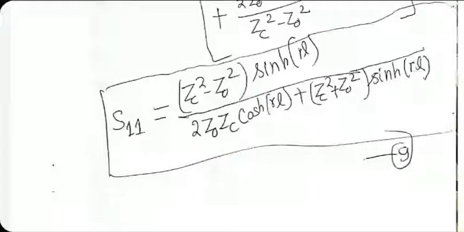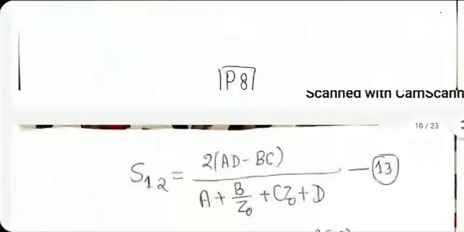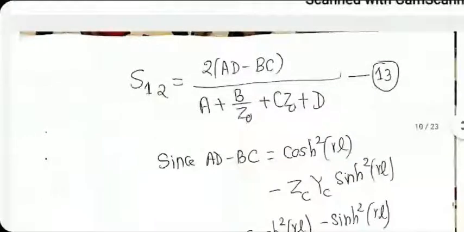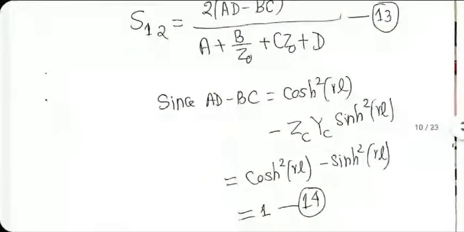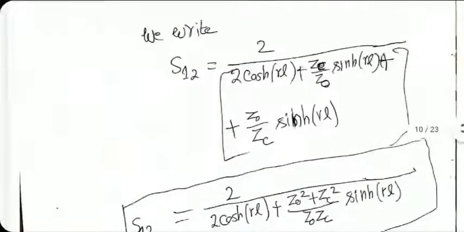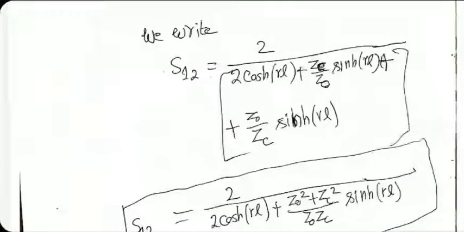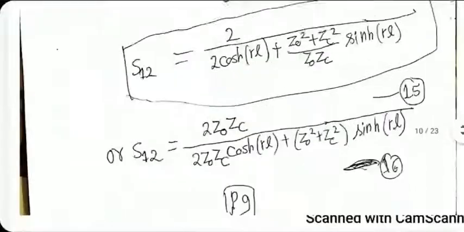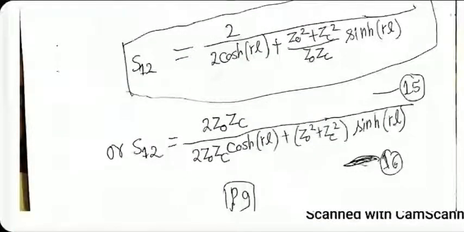Now for S12, which will be the same as S21, again we go through this rigmarole. AD minus BC is 1. So the top becomes only 2. In the bottom, you get what you got in the previous case also, which can be either left as it is or can be modified a little bit to fit what is available in the publications. This is the expected value of S12.